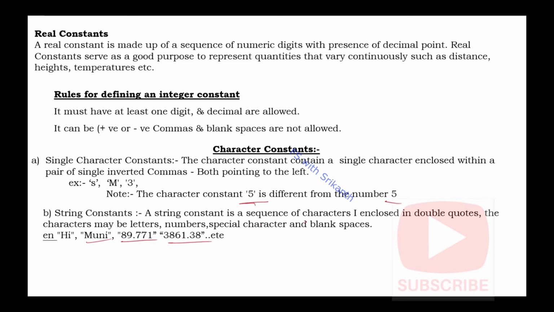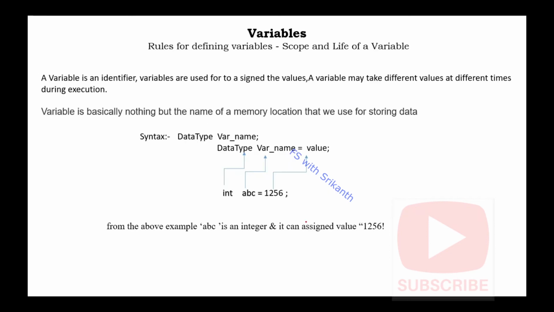The constant topic is over, and the next one is variable, right? What is a variable? A variable is an identifier. Variables are used to provide a name to a memory location. Suppose 10 is stored in some area and we provide the name ABC, right? That is a variable. Variables are nothing but identifiers, the names of the variables.